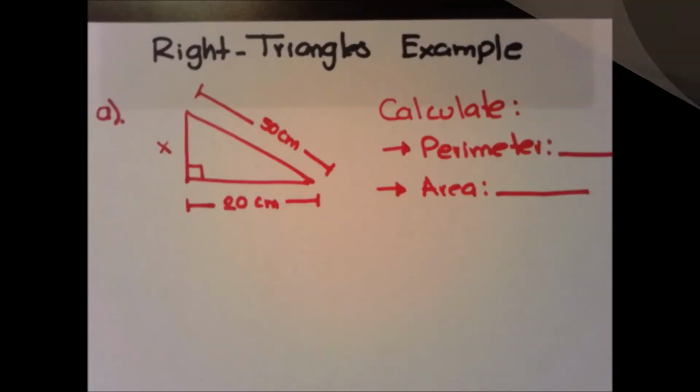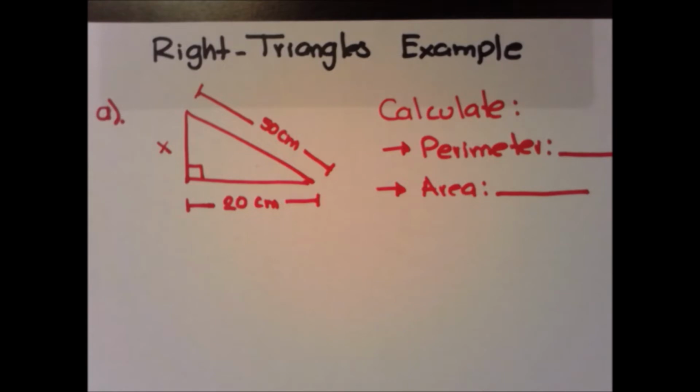The first example will be about right triangles. In that case, in letter A, we have a triangle with two length information.